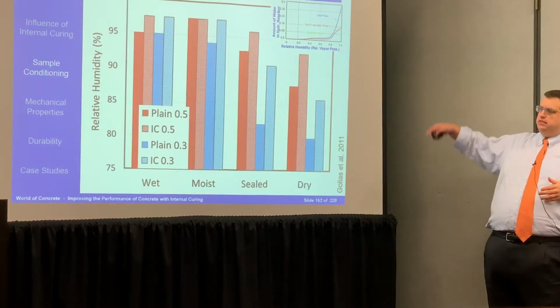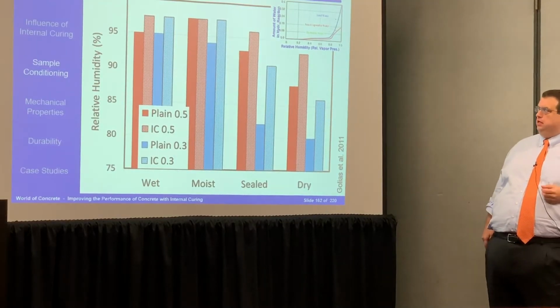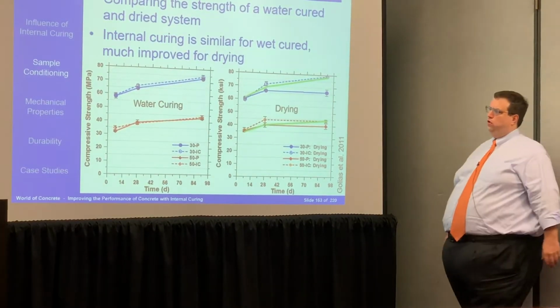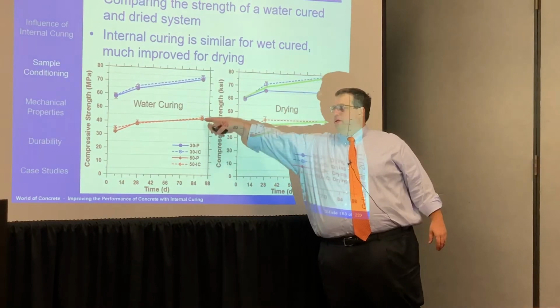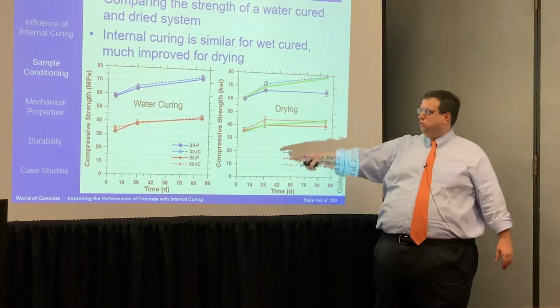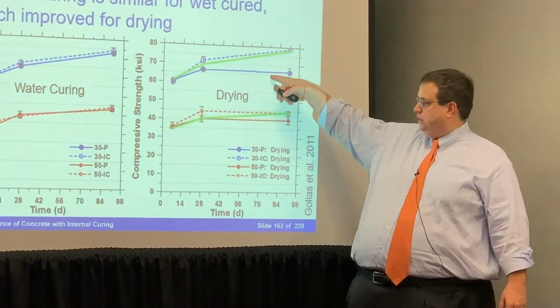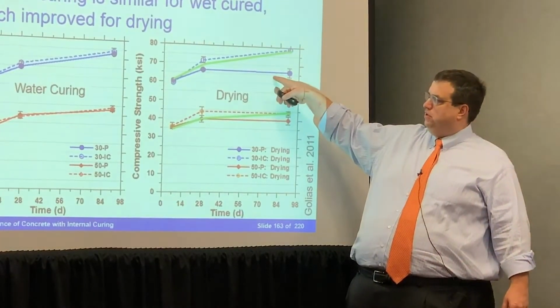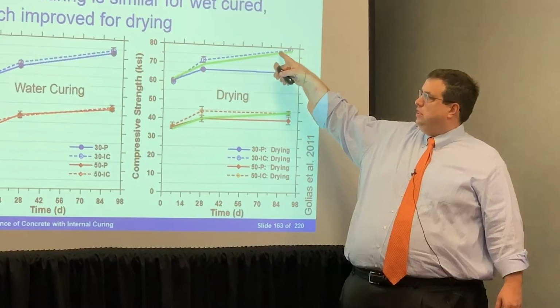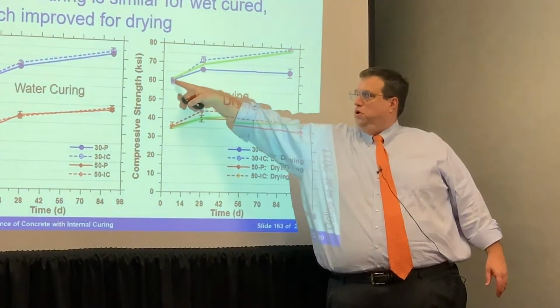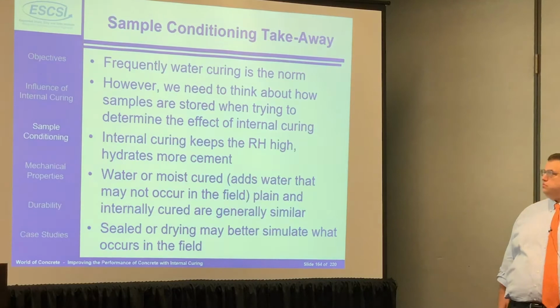These are just data to tell you about what the relative humidity is inside of the samples, and this is the type of graph that starts to take you through. If you water cured everything, you get the same strengths at 7, 28, and 90 days. If you looked at water curing versus a drying environment, you see a big difference. But here you'll see this is the internally cured concrete, this is the plain concrete, this is the water cured concrete. You see that your internal curing matches your water cured strength pretty well.